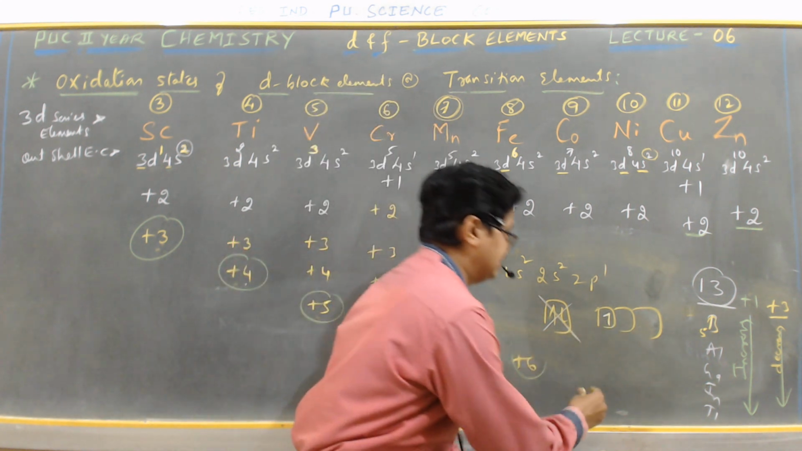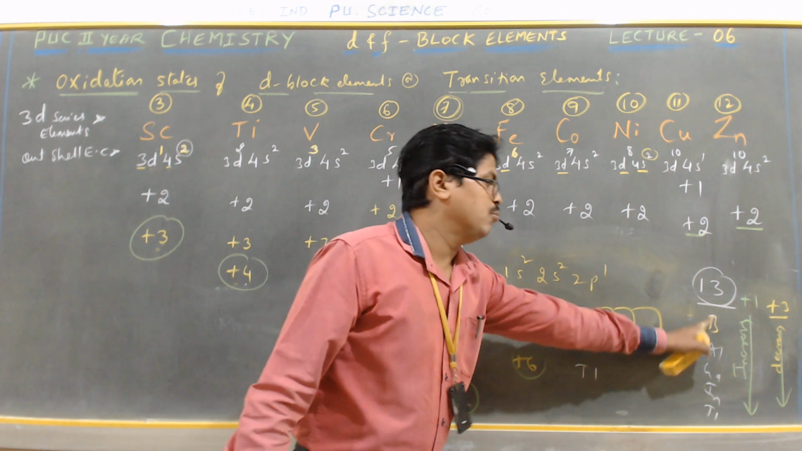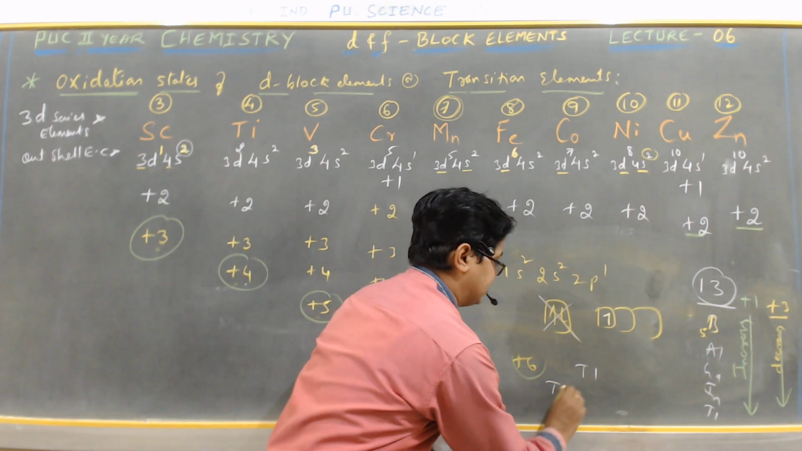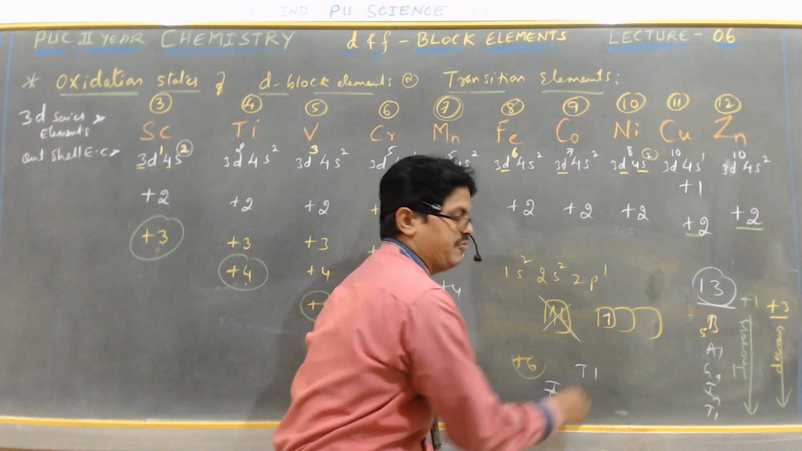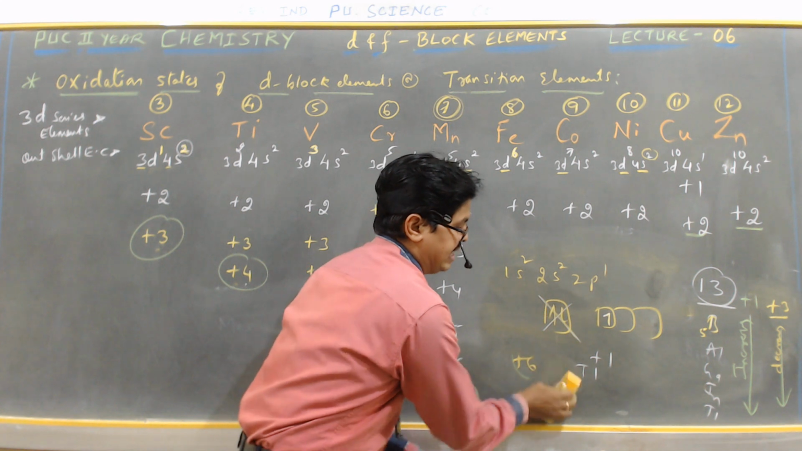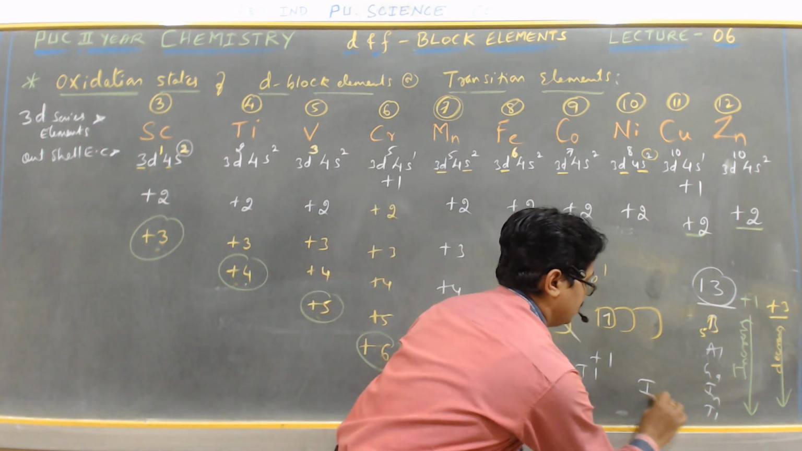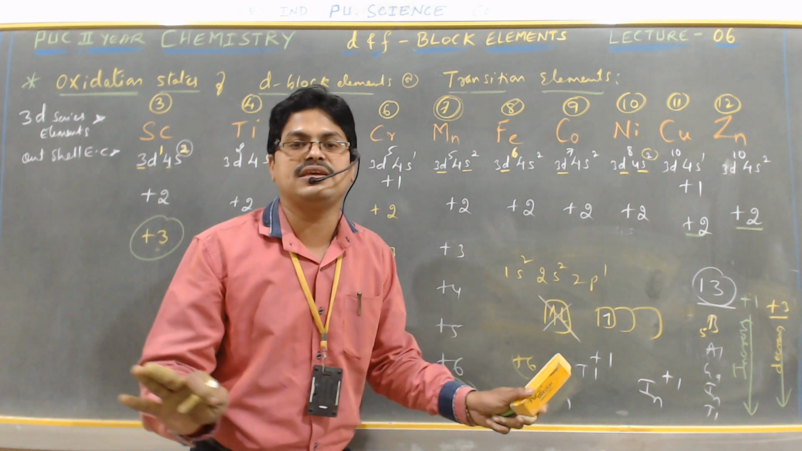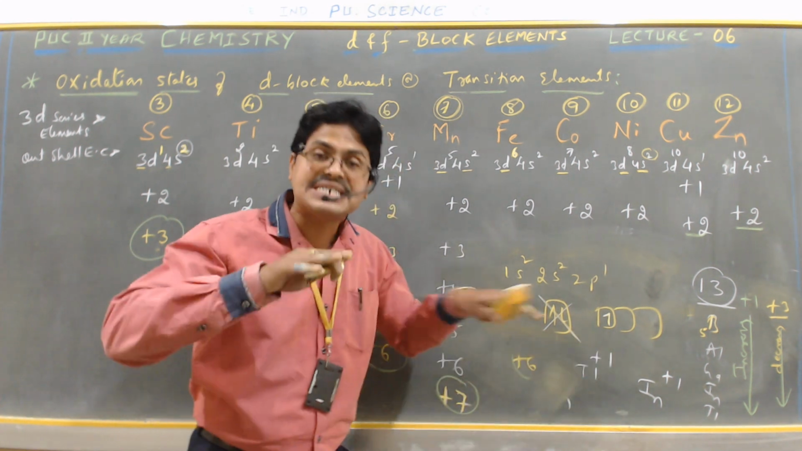For example, see boron, aluminum, gallium, indium and thallium. With respect to indium and thallium, if I consider, they are stable with respect to plus 1 oxidation state, plus 1 but not plus 3. Means the lower oxidation state is stable.